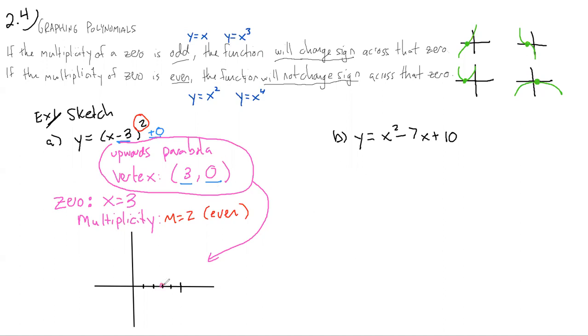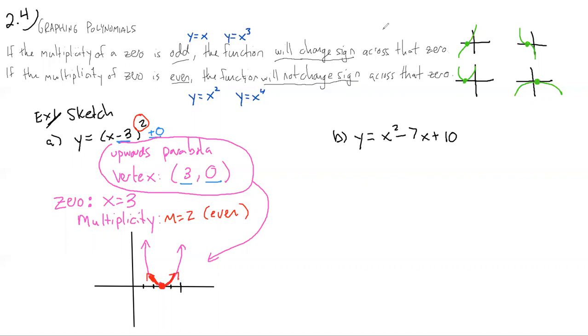But yes, we'll have that 3 and 0, and because it opens upwards, it should look like this. And that's coinciding with what I stated before about the multiplicity, right? The even multiplicity gives us this sort of bouncing back effect here at the 0. So it hits the axis and then goes right back up. And so that's what we're seeing there.